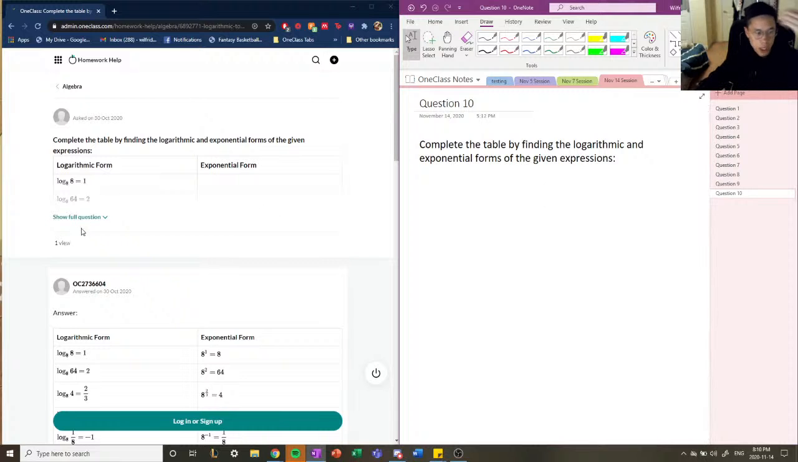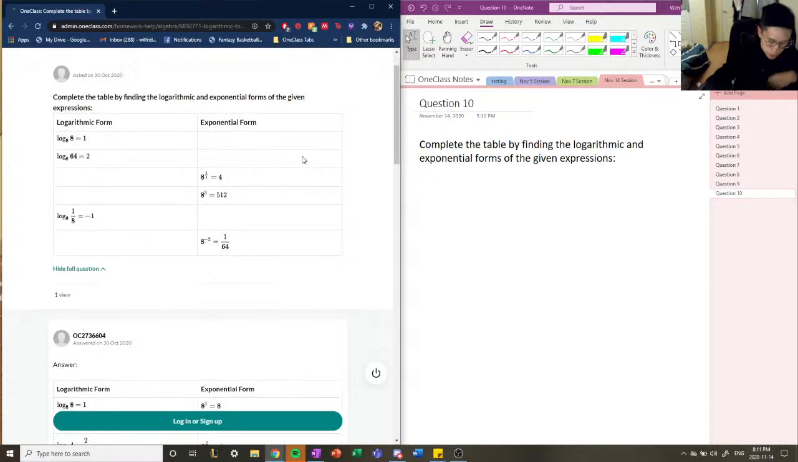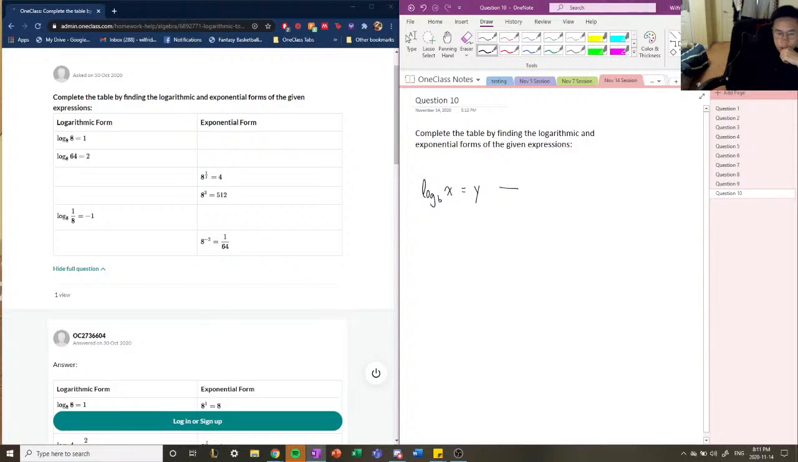All right, finally, last question. Complete the table by finding the logarithmic and exponential forms of the given expressions. So before we even begin, we want to find the relation between the logarithmic form and the exponential form. So let's say that we have log base b of argument x, which equals, let's say, y.